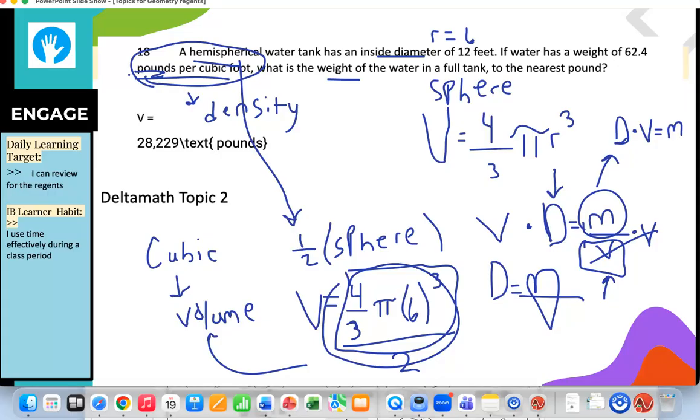So remember, this is for a sphere. So you have to divide by 2 and you're going to get the volume. Once you get the volume, plug it into here and then multiply it by the density, which is 62.4. So the density is 62.4 times the volume, and you're going to get approximately 28,229.